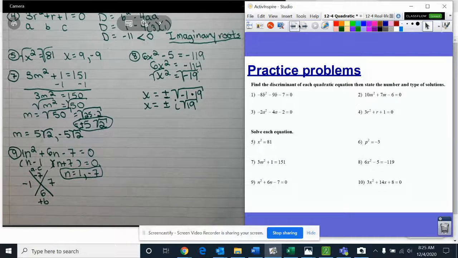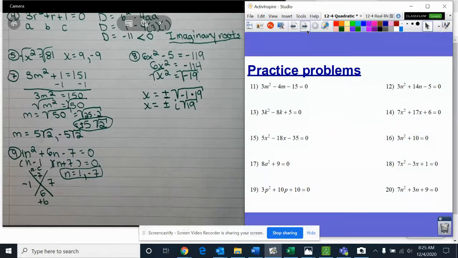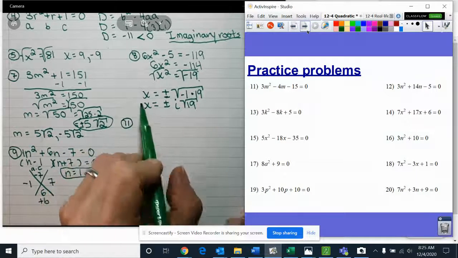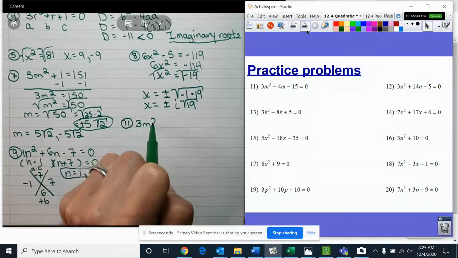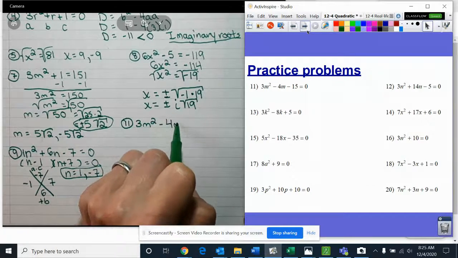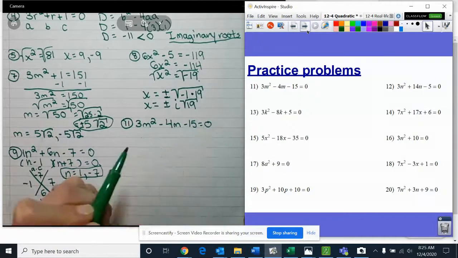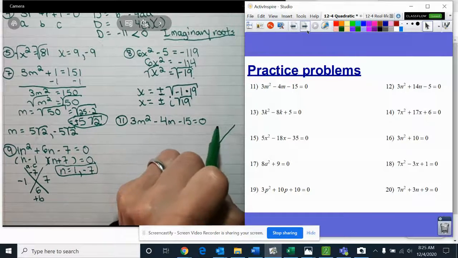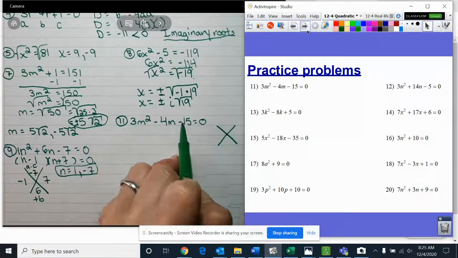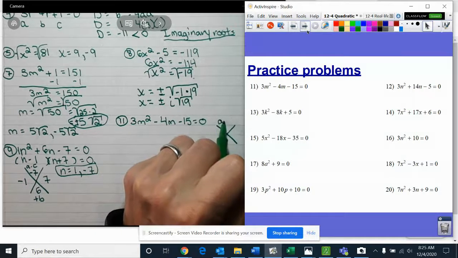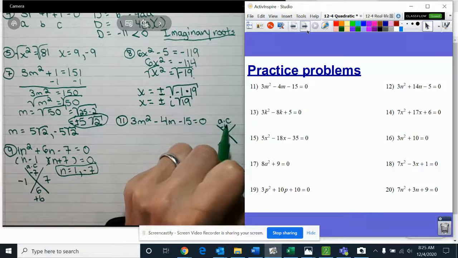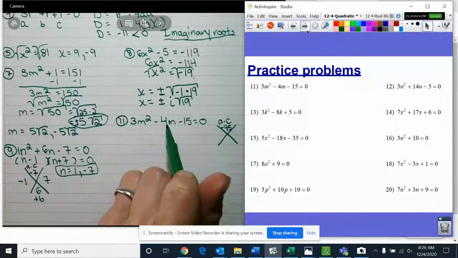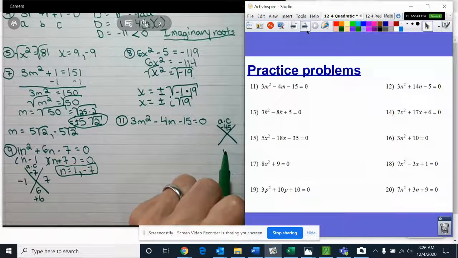Now let's take a look at the later set of the problems. In number 11, we're going to use our factoring method that we just learned today, the factoring by grouping. So the next step in this process is to consider what two numbers multiply to the A times C, and that's negative 45, 3 times negative 15. But then those same two numbers need to add up to negative 4. So they need to add to the B.